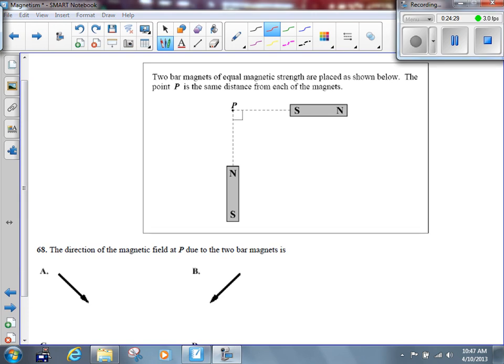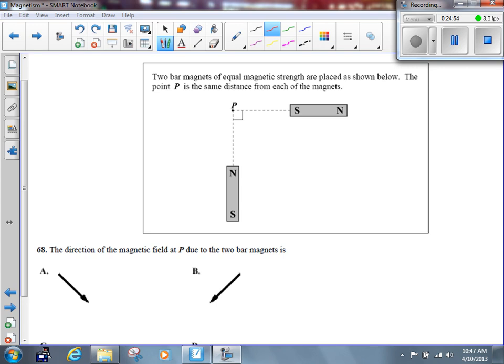Two bar magnets of equal magnetic strength are placed as shown below. The point P is the same distance from each of the magnets. Now, be careful with this. Some people will look at this and say, oh, I see a dot. That means out of the page. They're not saying here this dot means out of the page. An X means into the page when we're indicating direction, and a dot means out of the page. But they're not trying to indicate any kind of direction here at point P.